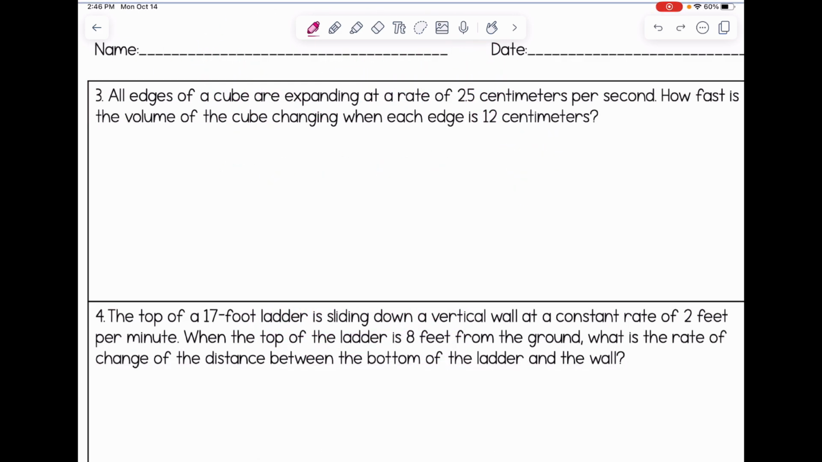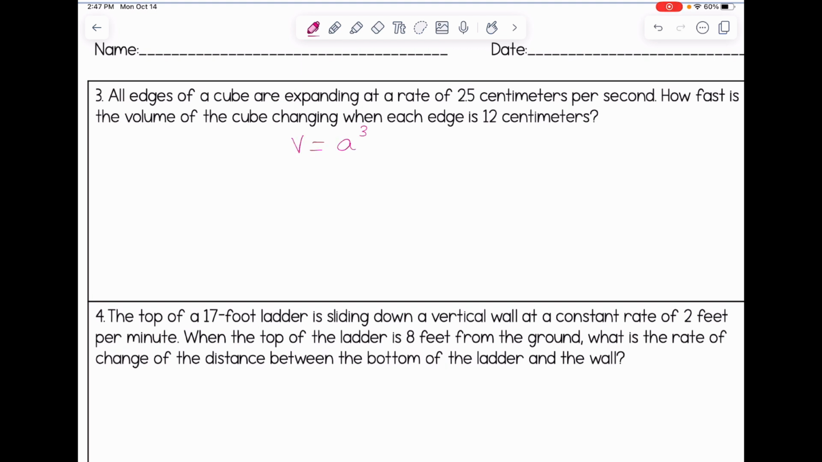Number 3, all edges of a cube are expanding at a rate of 2.5 centimeters per second. How fast is the volume of the cube changing when each edge is 12 centimeters? So we can see here clearly we're talking about volume. We see the word "rate" given to us rather than the unit. And the volume of a cube formula is V equals A cubed.